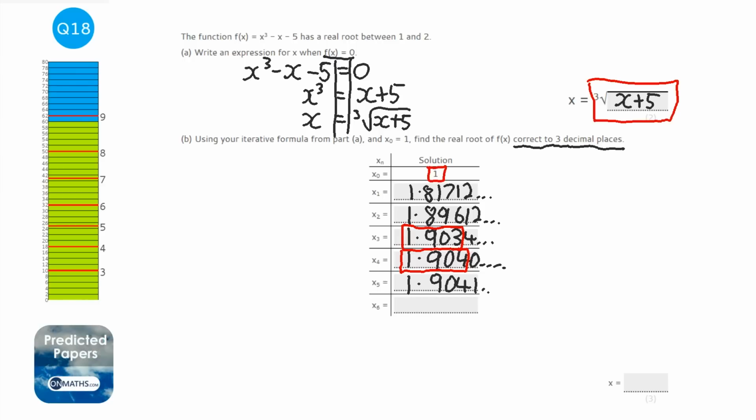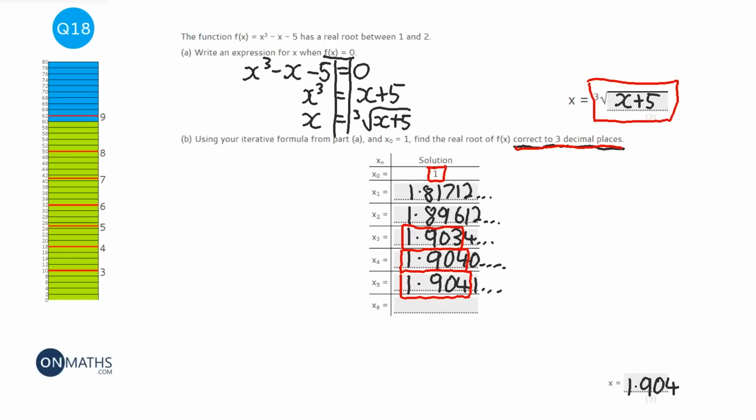1.9041, blah, blah, blah. Now, even if you were to carry on going, the digits I've put a red square around are going to remain the same. So as soon as you get 2 that are the same to 3 decimal places, that is your answer. So my answer is going to be 1.904. Now, obviously we haven't got it perfect, but if you carry on the iteration, you won't ever get anything different to 1.904. The only numbers that will change are beyond that. So that's why we can confidently stop now and say, yes, that's our answer.